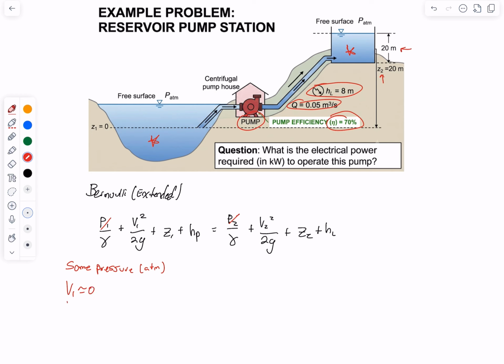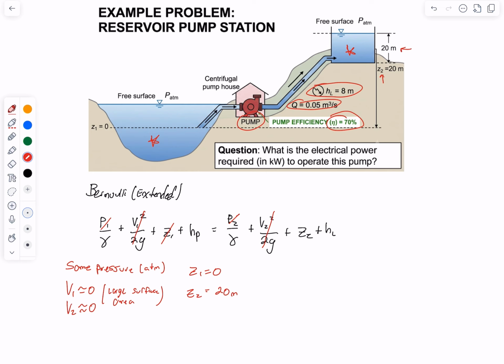The velocities are going to be about 0, because the reservoirs have such a large surface area. Even with the flow rate of 0.05 meters cubed per second, it doesn't really equate to any velocity. They are negligible in our equation, so we can cross those out as well. Z1 is going to be 0, our base, and our Z2, our new height, is 20 meters. So we can cancel out the Z1 here.